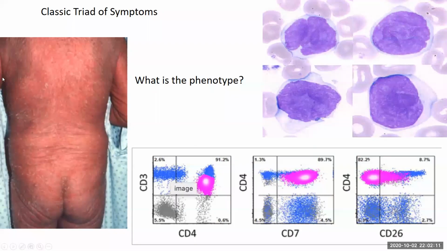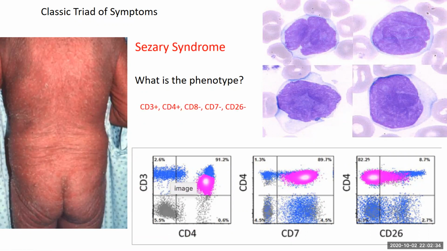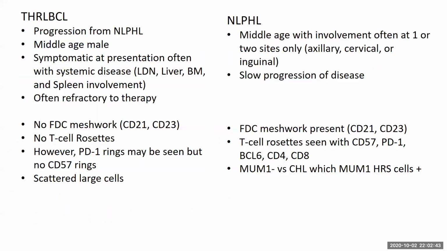Really quick, the classic triad of findings here is erythroderma of the skin, cerebriform-like cells in the peripheral circulation, and loss of, commonly described, CD26 in these, as well as loss of CD7. So that's Sézary here, and I think that covers everything that we wanted to go over.